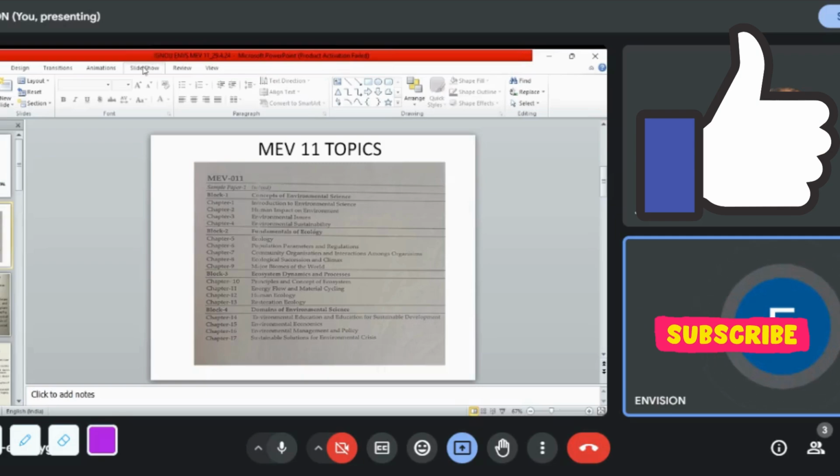Starting with chapter 1 we have the introduction to environmental science, to introduce the students to environmental science, what we do in environmental science, and the relations between environmental science and other topics. In the second chapter we have the human impact on environment, how anthropogenic activities affect the environment, and those factors which have an effect on the environment.